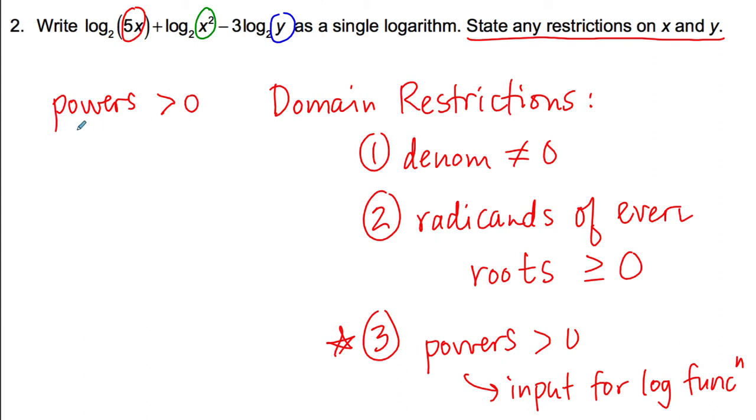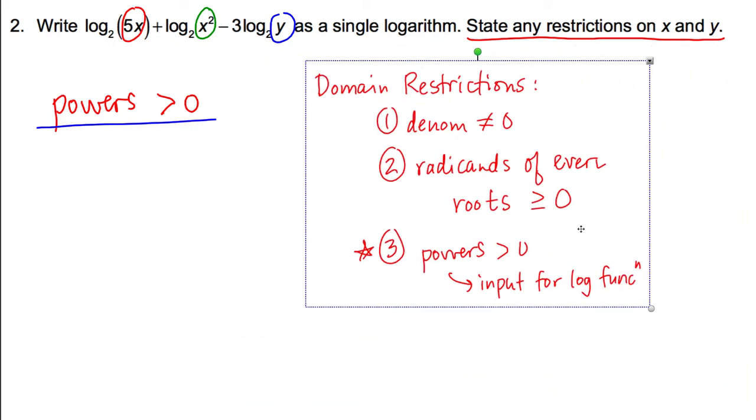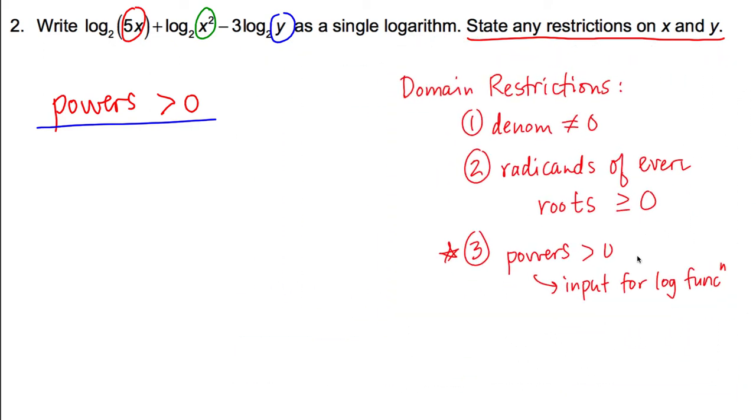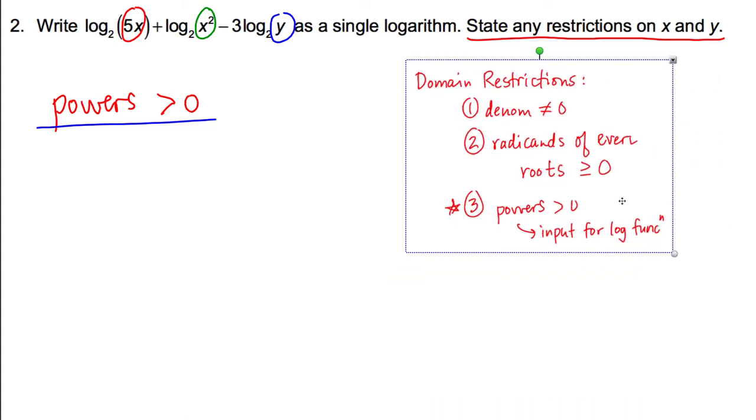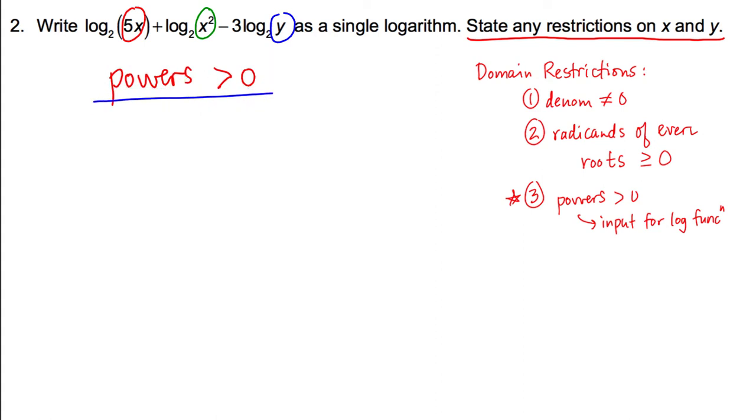So coming up with powers are greater than 0. I'm just going to make this a little bit smaller. We have to have 3 colors and an "and" in between all of those colors. So to start off, we know that 5x must be positive, and x squared must be positive, and y must be positive.